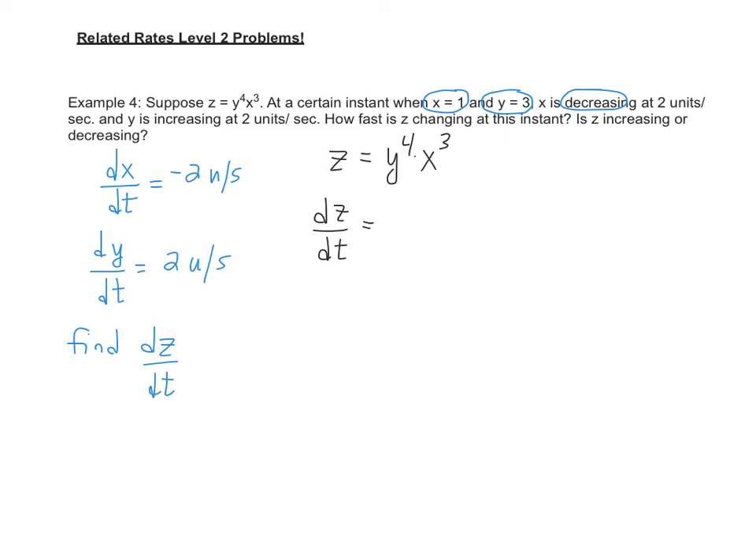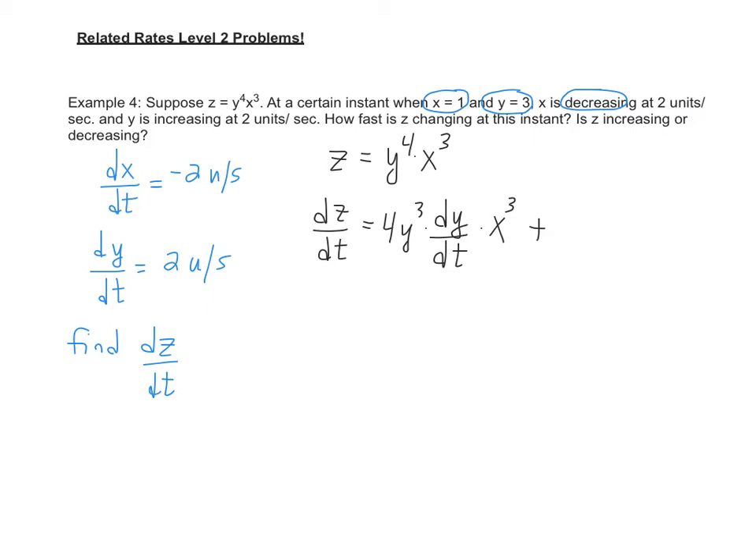All right. And we're going to need our product rule. So let's attack this using our product rule. So we're going to have 4y cubed. I just took the derivative of a y term, so I need a dy/dt plus, and then, oops, I need to remember, not plus yet. I need my x cubed, right? That's the other part of this left alone.